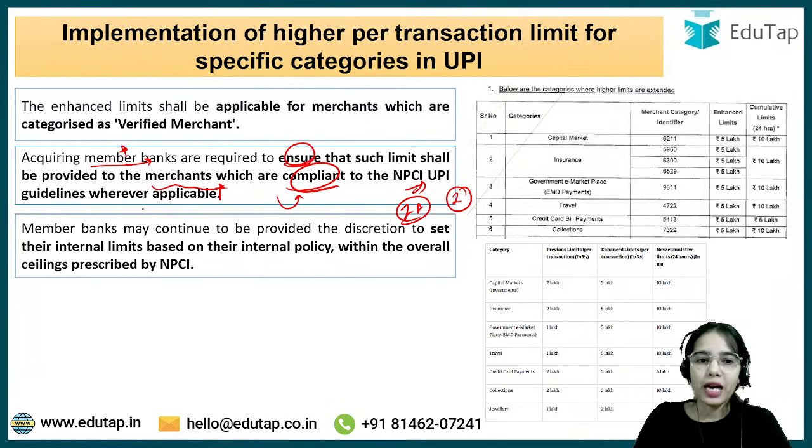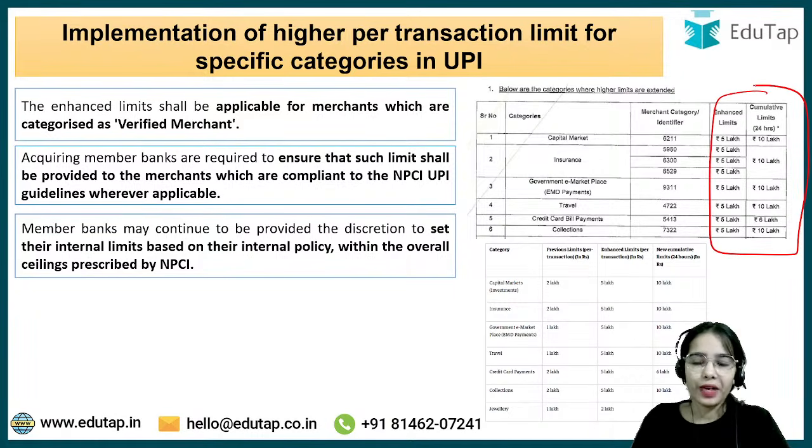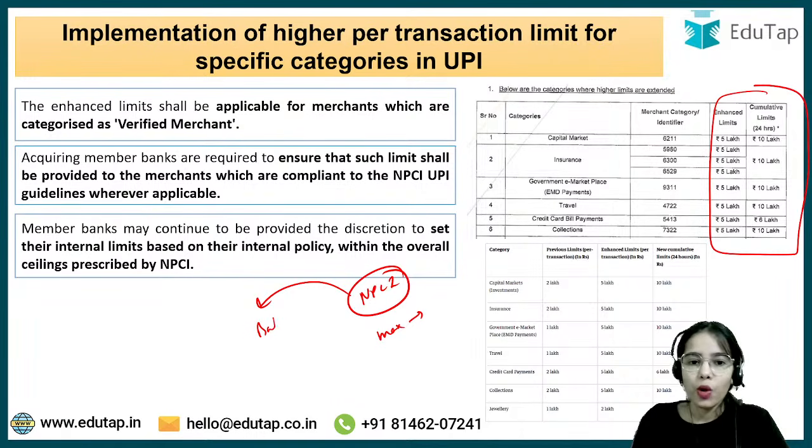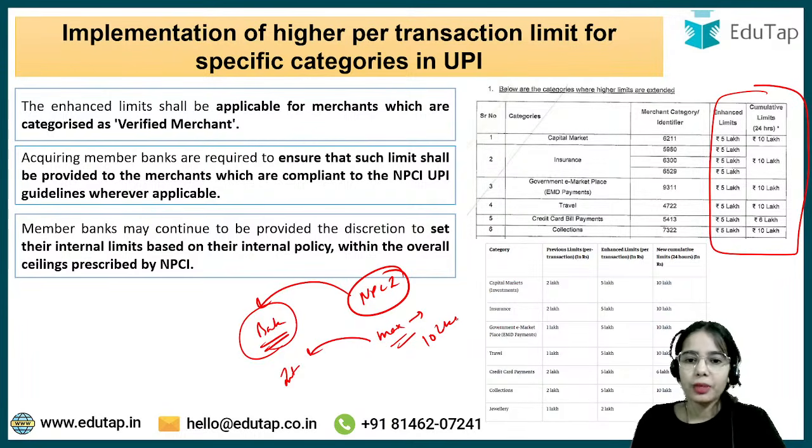Member banks may continue to be provided the discretion. Now these limits are the maximum transaction limits provided by the NPCI. On the basis of their risk categorization, their risk understanding and risk norms, the banks can decide their internal norms. Let's say the maximum limit is 10 lakh rupees, but the bank decides to keep the limit for capital market transactions at rupees 6 lakh only, or rupees 8 lakh only.